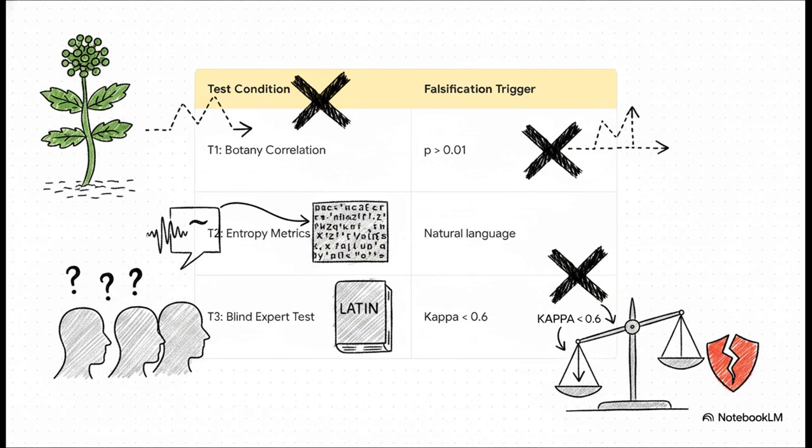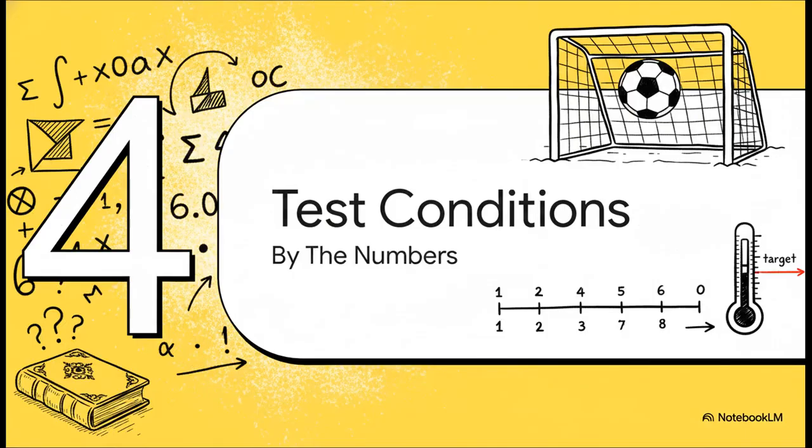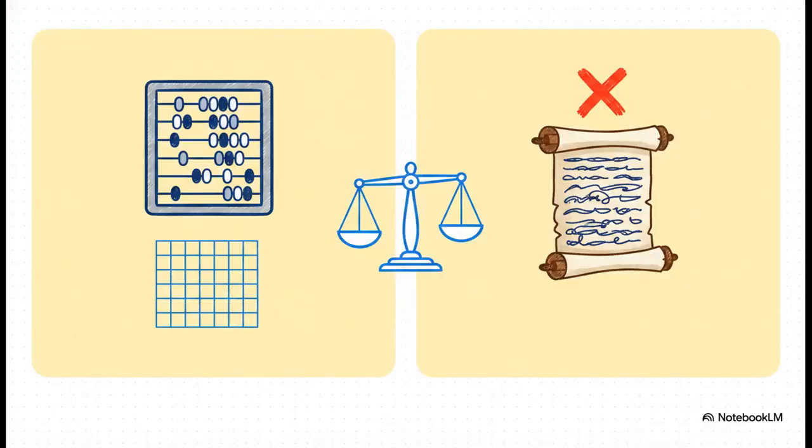This is strict mathematical logic, guys. There are no excuses and absolutely no ways to massage the data after the fact. Part 4, operationalized test conditions, by the numbers. You know, a truly scientific model simply cannot move the goalposts mid-game. That is exactly why VRP 3.0 predicts the text will have a very specific mathematical signature before testing even begins.